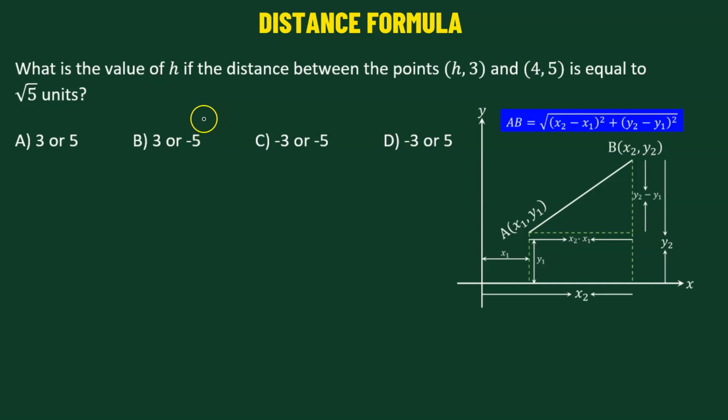So here in this problem, we need to find out the value of h, and it's given here. There are 2 points. One has the coordinate h, comma 3, and the other has the coordinate 4, comma 5, and the distance between them equals square root of 5 units.